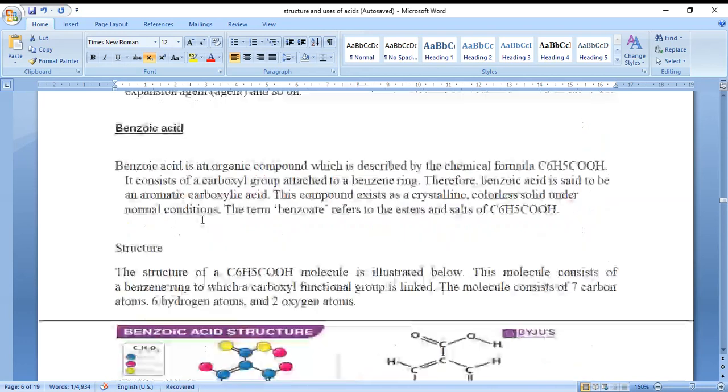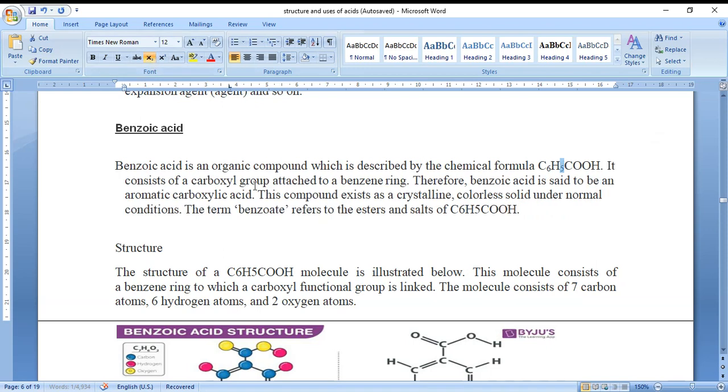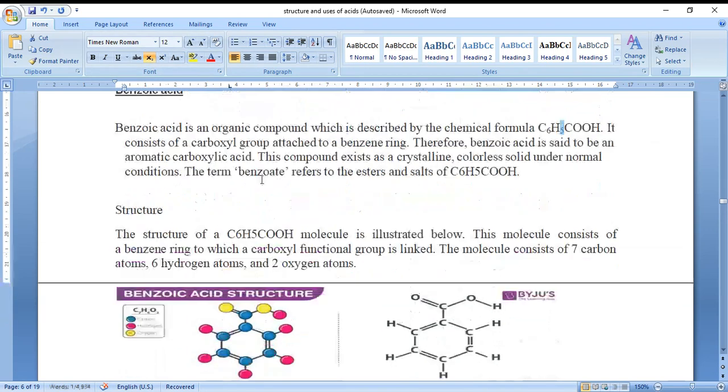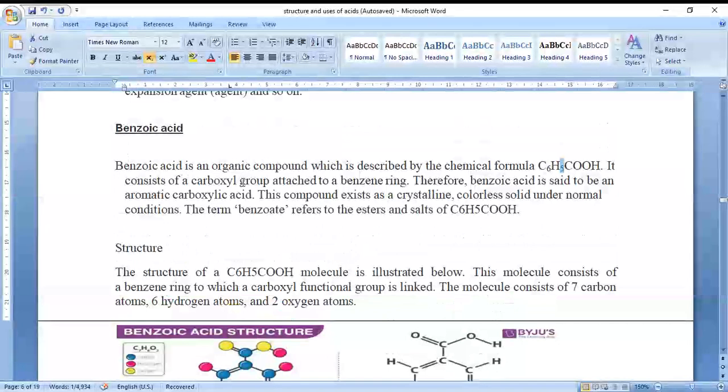And the next one is benzoic acid. Benzoic acid is an organic compound with the chemical formula C6H5COOH, isn't it? C6H5 is nothing but a phenyl ring, which is attached to the COOH. That means what functional groups are present in benzoic acid? It consists of a carboxylic acid attached to benzene. And this benzoic acid is called an aromatic carboxylic acid.